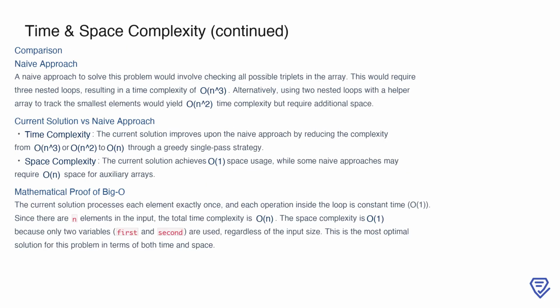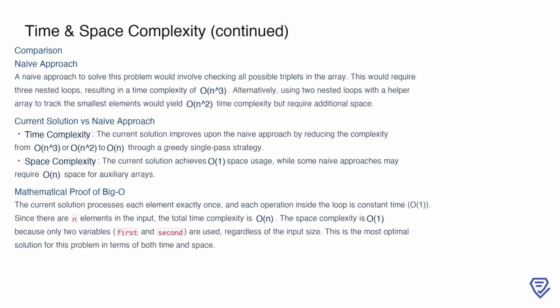To understand the efficiency of the current solution, let's compare it to a naive approach. A naive method might involve checking all possible triplets in the array using 3 nested loops, resulting in a time complexity of O(n cubed). Alternatively, using 2 nested loops with a helper array to track the smallest elements would reduce the time complexity to O(n squared), but this approach would still require additional space.